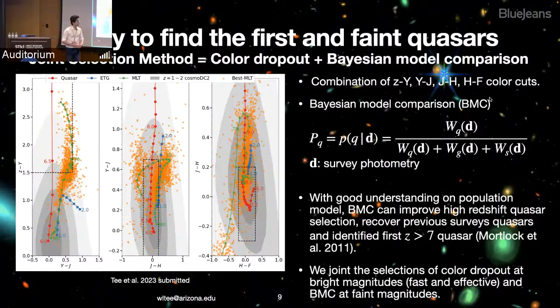So to further reduce the contaminants, we decided to add another selection, which is a Bayesian-based model comparison, which includes the surface densities of the target population as a prior in the likelihoods, and then calculates the quasar posterior probabilities. With a good understanding of the target population models, where you know exactly where they are and you know their model colors and flux, this Bayesian model method has successfully detected the first redshift 7 quasars, which seems to be very helpful. So we decided to do a joint selection of these 2, where we apply the color dropout at the bright end because it is fast and effective to select a bunch of quasar candidates, and then we join the Bayesian method at the faint end to reduce more contaminants.